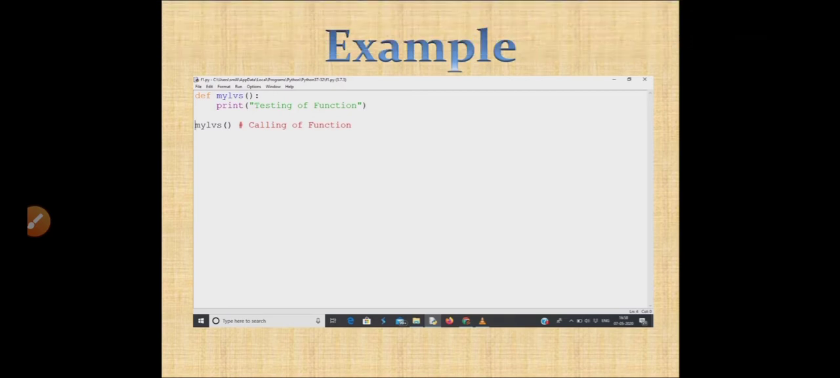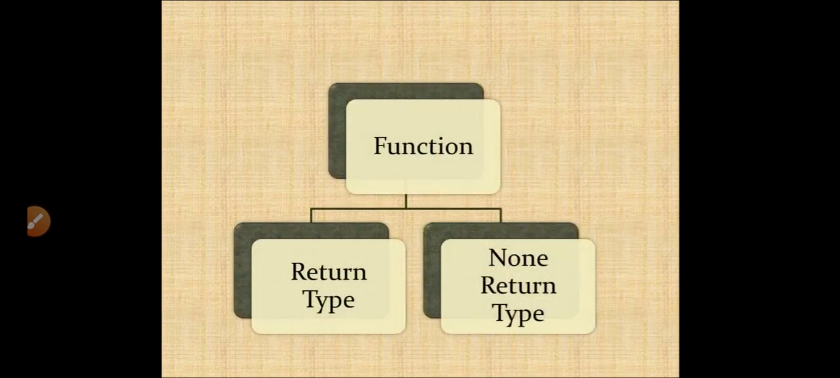Let's move ahead. So this was the definition of the function, and this way we can create the function and we can call the function. The function that is created by the user, that is the user defined function, can be further divided into two types. The first one is the return type and the second one is the non-return type. That means we can return one or more values, or we can create a function without returning anything.